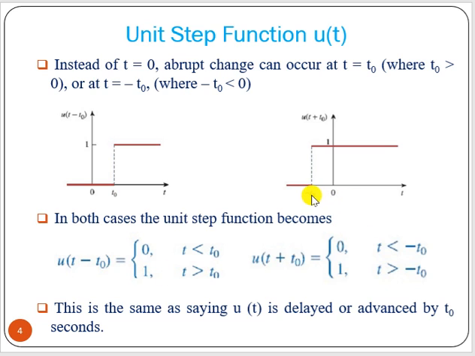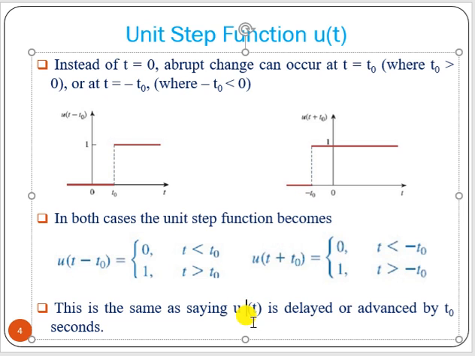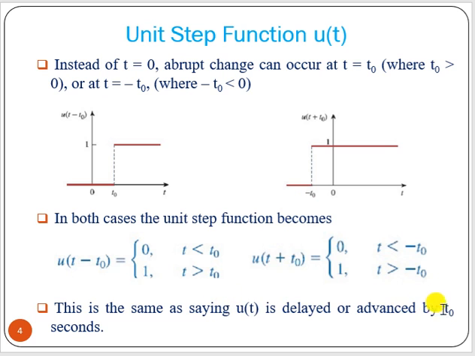Now when it starts at t equal to minus t0, then we write t plus t0 equal to 0. So u(t plus t0) is 0 when t is less than minus t0 and equal to 1 when t is greater than minus t0. So this is the shifted version of the unit step function. With the minus sign it is called the delayed version, delayed signal, and with the plus sign it is called the advanced version or advanced signal. This is the same as saying u(t) is delayed or advanced by t0 seconds.